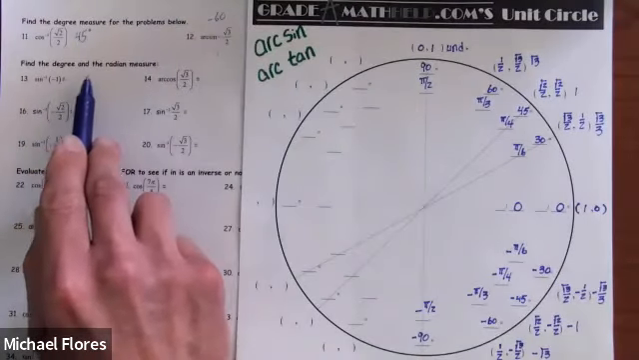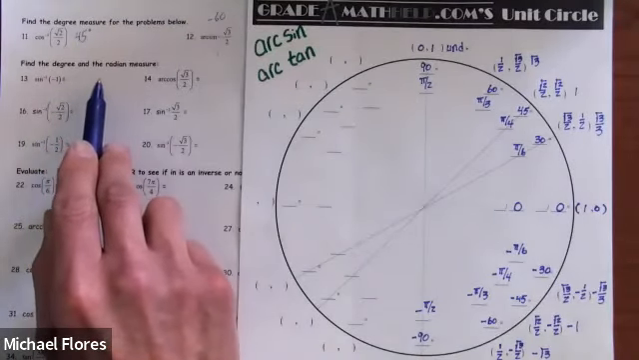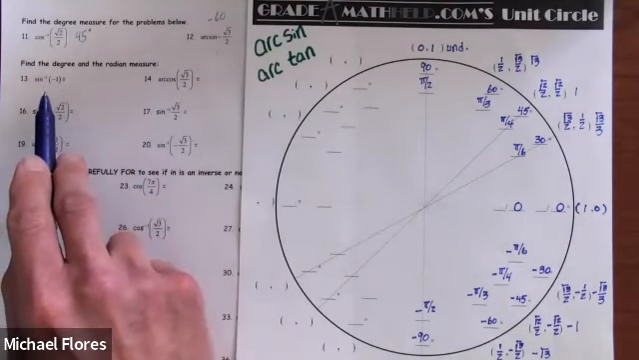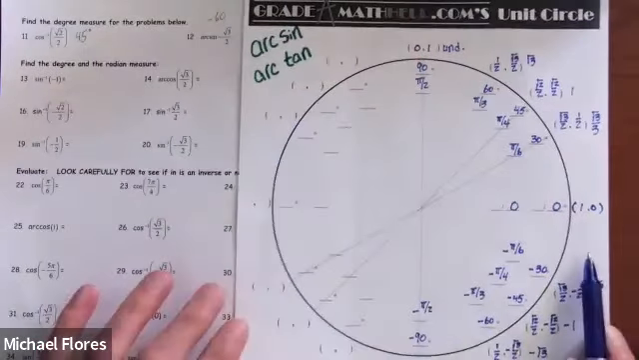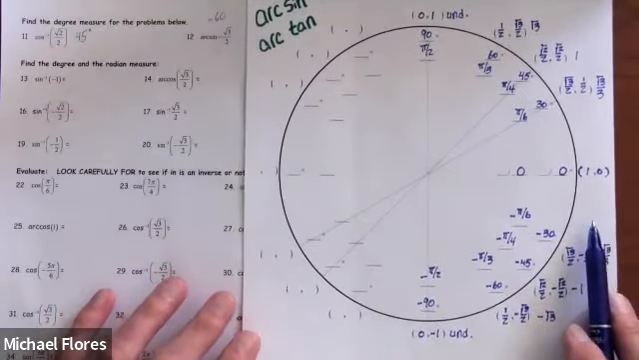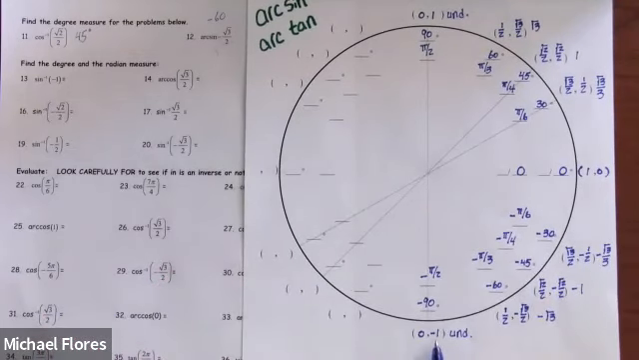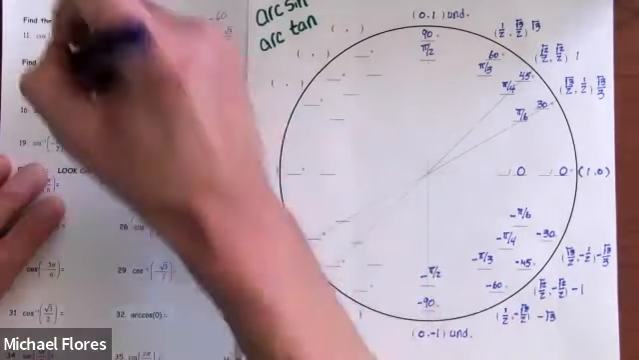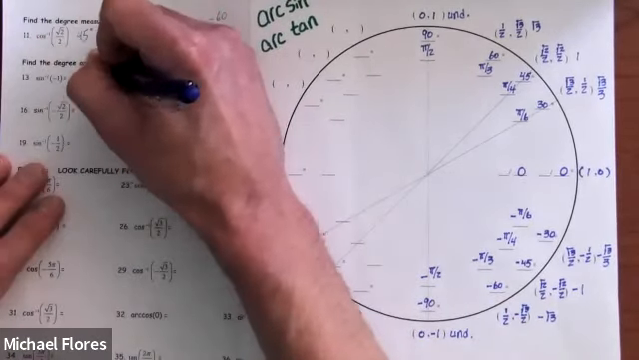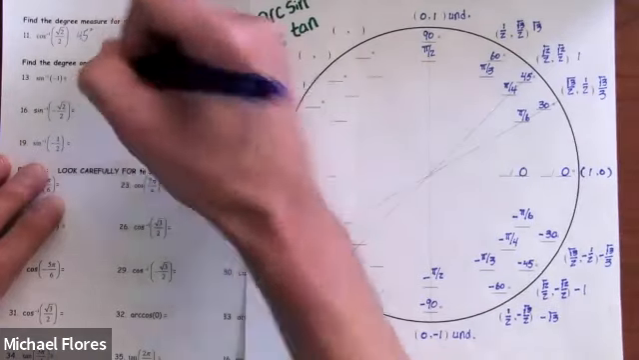They want us to find the degree and radian measure here. So arc sine of negative 1. We already have our arc sine cheat sheet. Do you know why? Because arc sine of negative 1 is there. That's a negative 90-degree rotation. They also want it in radians, or negative pi over 2.